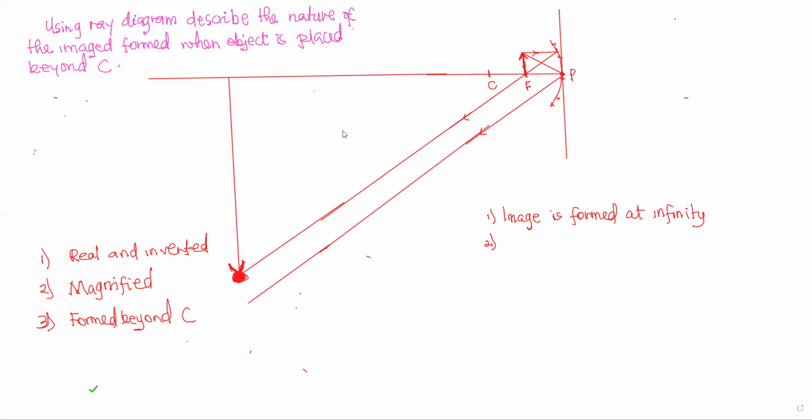Asada, is this image real or virtual? It is real. Why is it real? Because it is formed in front of the mirror. Two, why is it real? It is inverted. Because it's inverted. Three, why is it real? There is a third reason, which I told you about.